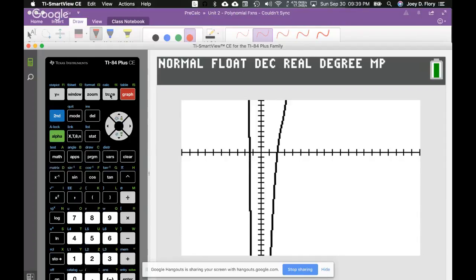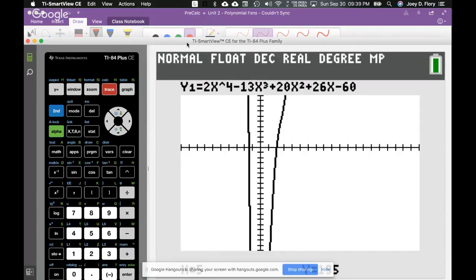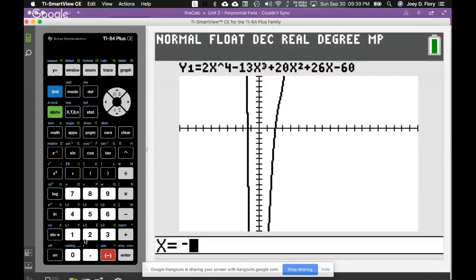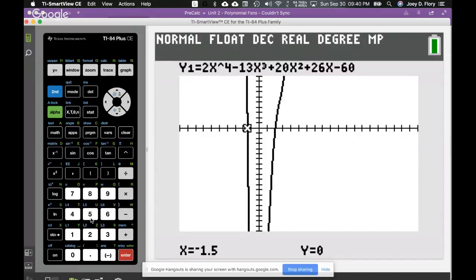This one right here looks like it's around 2. If I were to say trace 2. Okay, so that's a 0 right there. So we're definitely going to use 2. This one looks like it's, I don't know, -1.5 or something. Let's try -1.5. Okay, so that's the root. You could zoom in on that if you didn't use the trace function. But those look like our 2 rational roots.